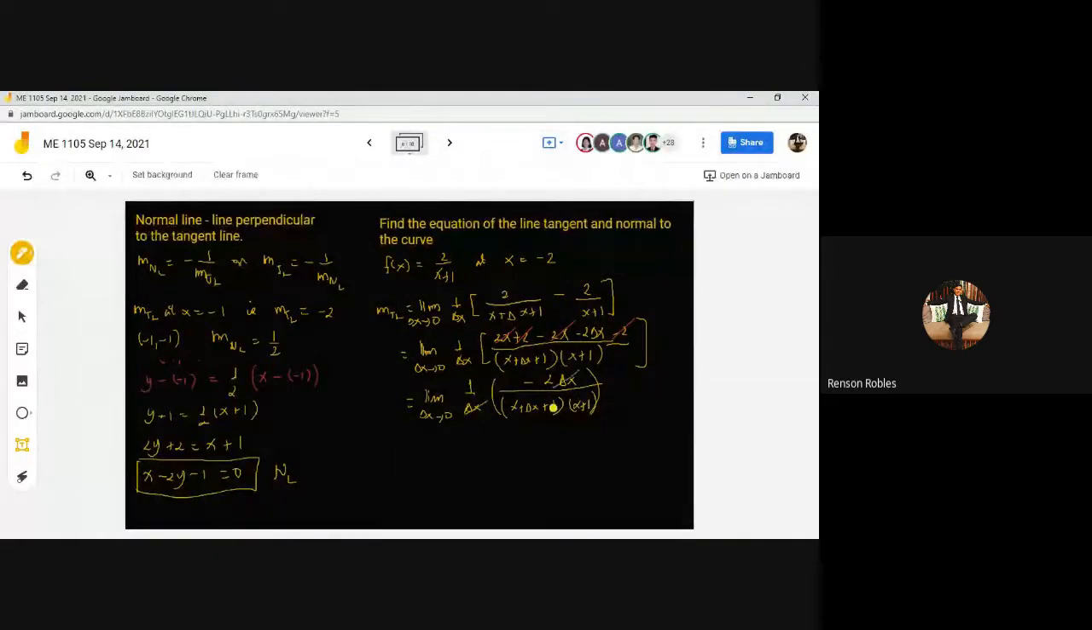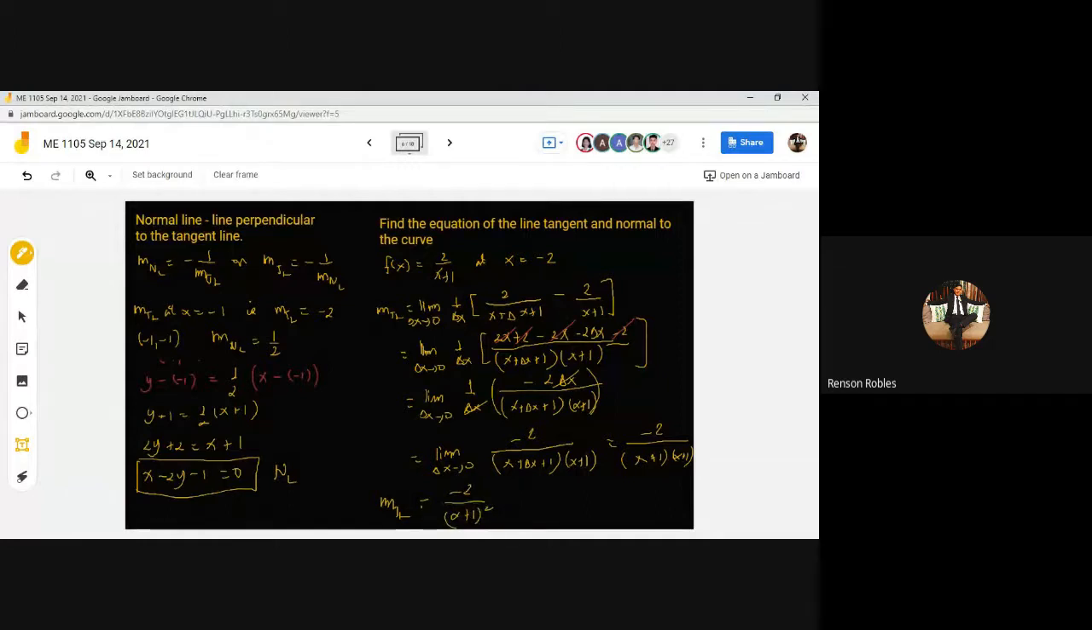Then eventually, what is left is limit as delta x approaches 0, negative 2 on the numerator, then you only have x plus delta x plus 1 times x plus 1. Then after this line, you are now ready to replace delta x by 0. So that will lead you to negative 2 all over x plus 0 plus 1 is x plus 1 times x plus 1. And eventually, the slope of the tangent line is negative 2 all over x plus 1 square. That is the slope of the tangent line.